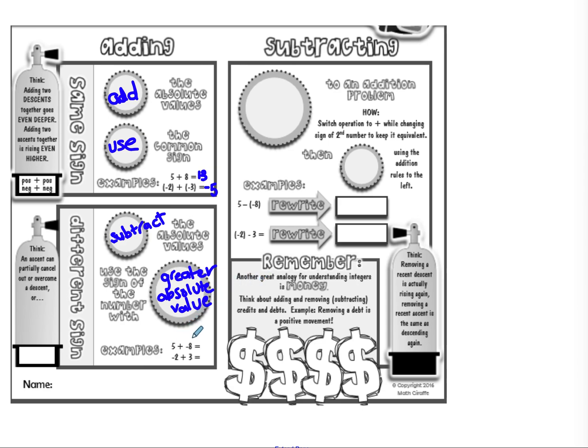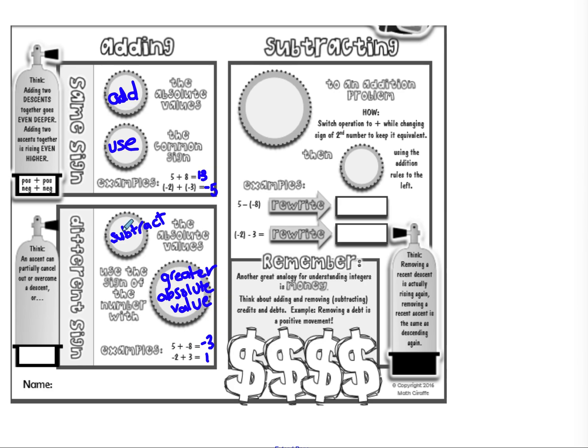So 5 plus negative 8. Different signs, find the difference. We're going to subtract. 8 minus 5 is 3. More negatives, answer's negative. So that one's going to be a negative 3. Here I have negative 2 plus positive 3. 3 minus 2 is 1. More positives, answer's positive, positive 1. And then here it says an ascent going up can partially cancel out or overcome a descent. So you're going different directions, you're going to end up needing to subtract. So those are our original rules.